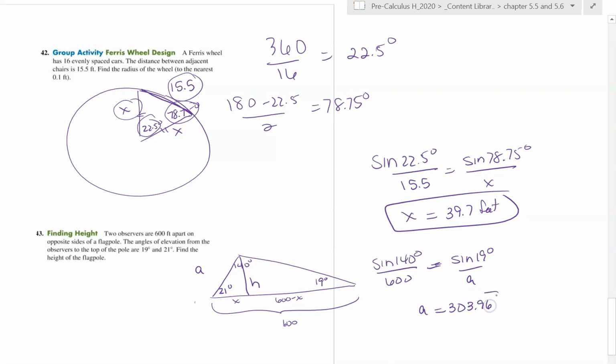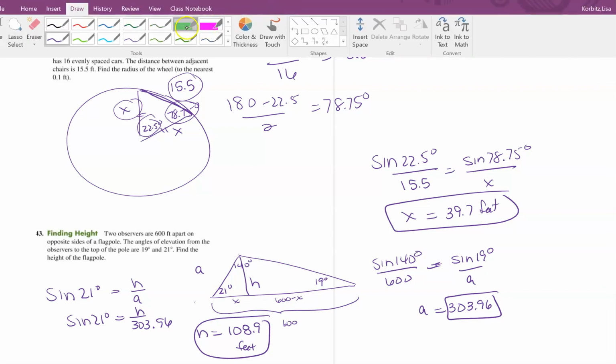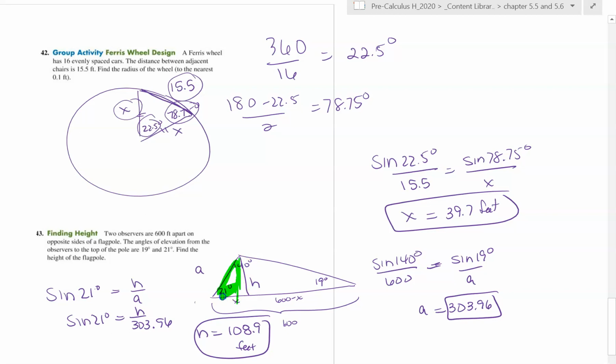But what I want you to do now, that's not what they asked us for. They want the height of the pole. So how would you find the height of the pole? Pause the video and give it a try. So see how you could say the sine of 21 using the right triangle. So you could actually use SOHCAHTOA. I'm using this right triangle right here. The sine of 21 degrees is H over A. And we already knew A, so we could find the height of the flagpole.